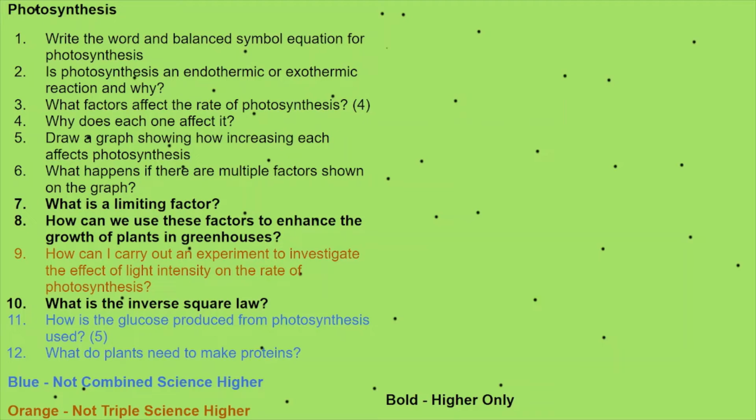Plants need glucose and nitrate ions to make proteins, so the glucose is combined with the nitrate ions to make amino acids. The amino acids, we look at this in paper 2, the amino acids go on to make proteins.